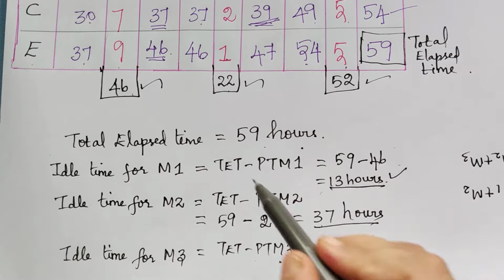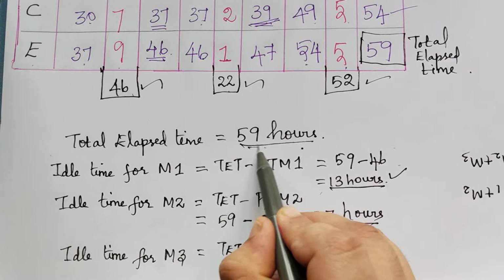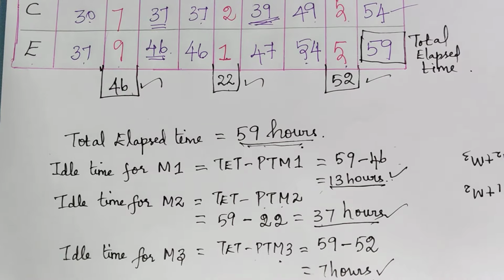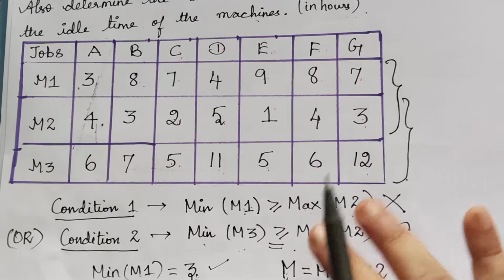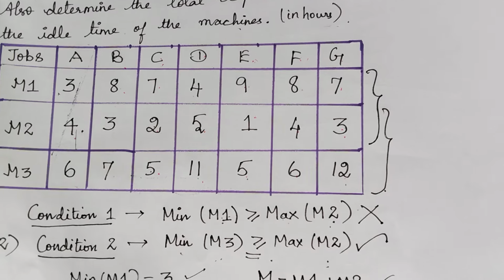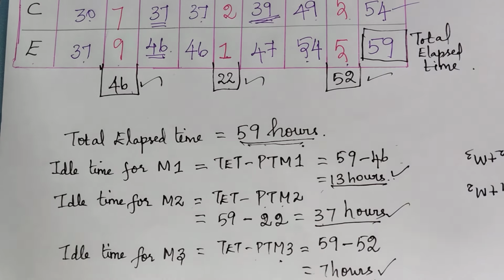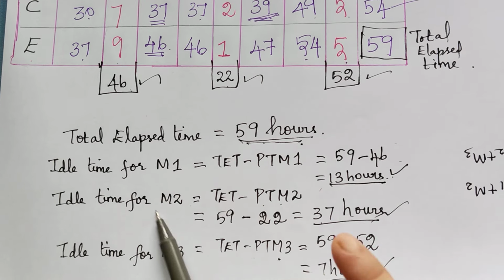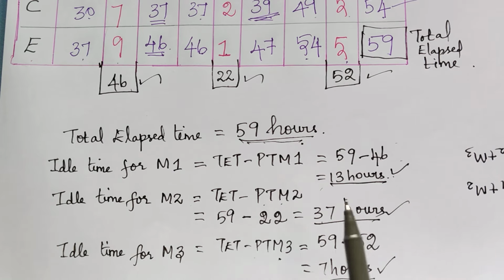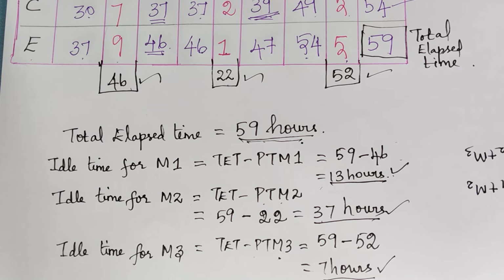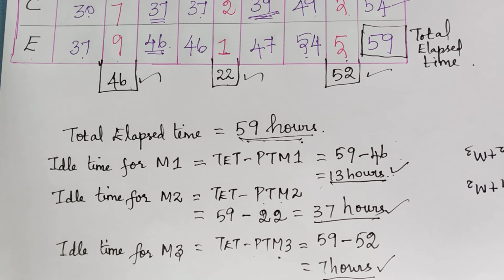So therefore, this is the method of how we find the total elapsed time and the idle time for a three machine problem. And very importantly, you must remember to convert this three machine problem into a two machine problem. And after that, you have to find the job sequence. And after finding the job sequence, we have to find the total elapsed time and the idle time for all the three machines. So kindly follow the upcoming video lectures for more problems under this topic.